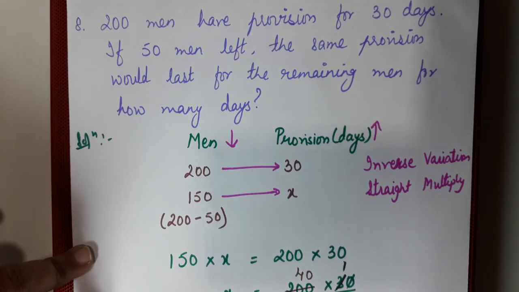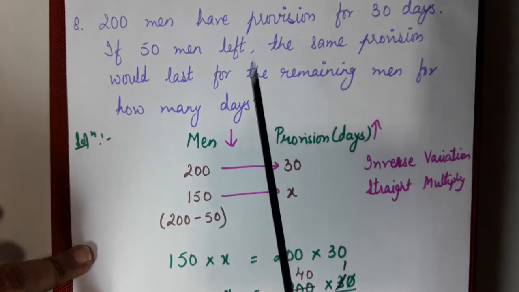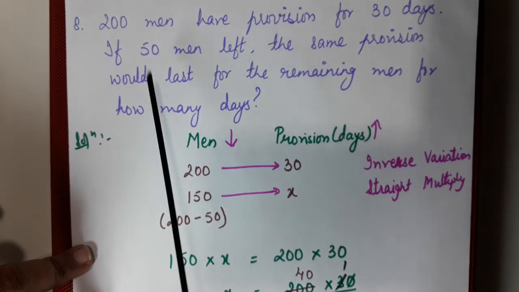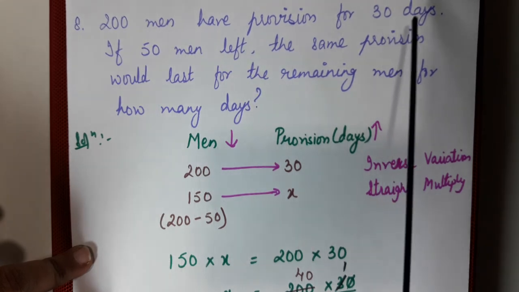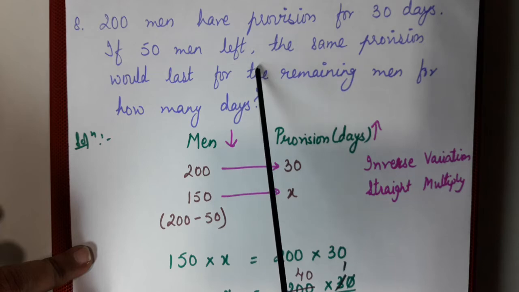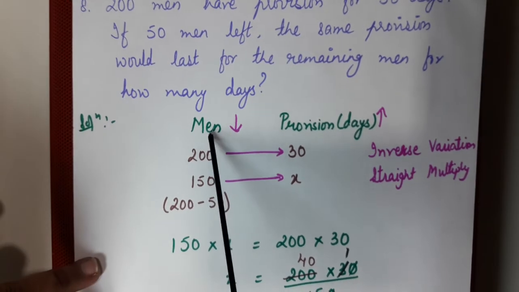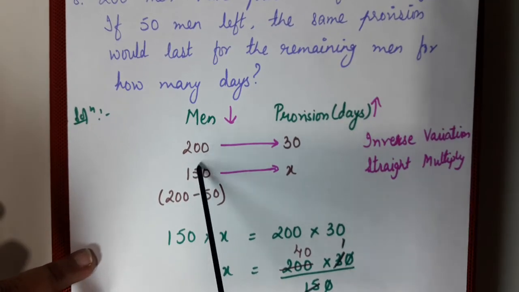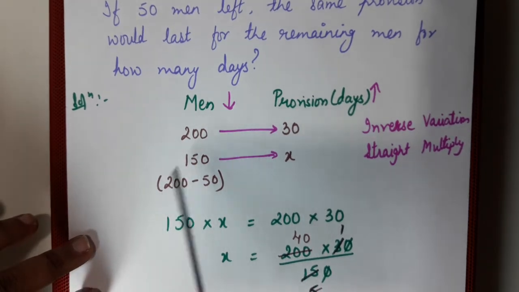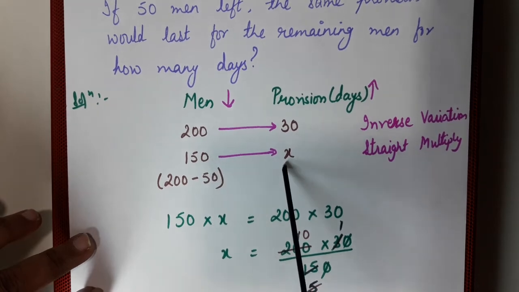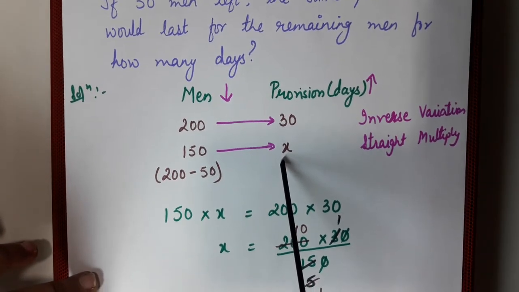Next one, 200 men have provision for 30 days. If 50 men left, the same provision would last for the remaining men for how many days? In the previous question, men joined. Now here the men have left. So what are the two columns? Men and provision. For 200 men, the provision was of 30 days. 50 left, that is 200 minus 50, that is 150. You need to find out how many days the provision will last.